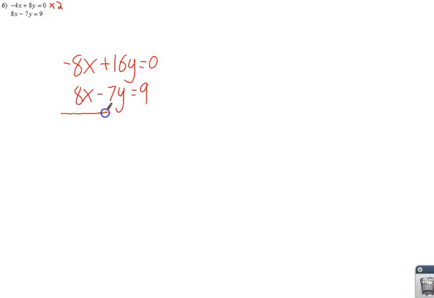Now, truth be told, you could make the y's look the same, but why would you want to do that here? There's an 8 and a -7. That would be somewhat difficult. If I multiply the top equation by a number, I can get this done just as easy. So I get 9y equaling 9. That's going to be y equals 1 this time.